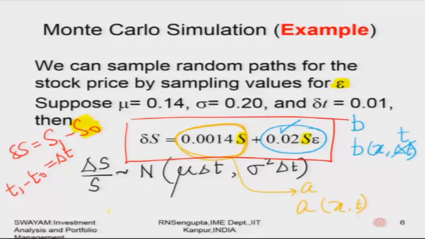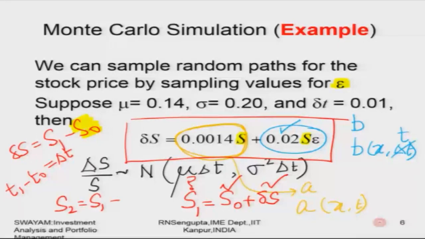Once del S is known, you can find S1 as equal to S0, which is known, plus del S. This is known, this is known, and the factor which is not known we find out. In the next stage, we find S2 is equal to S1 plus del S, where del S is now the difference between the prices S1 and S2. Again, we generate a standard normal deviate and proceed accordingly. Remember that this S is the price from which we are starting, so it will keep changing depending on the initial value of the stock price.